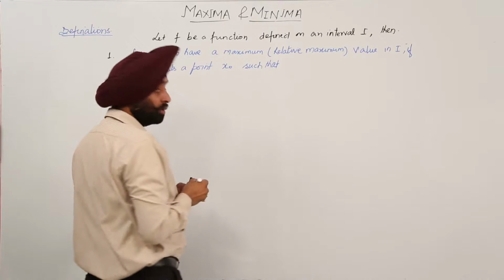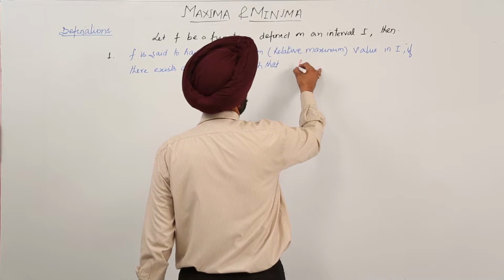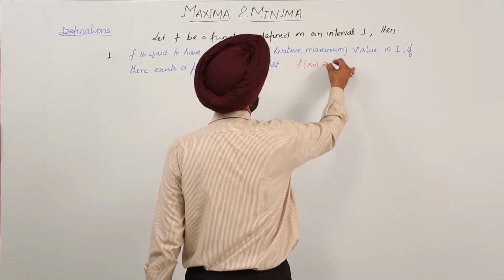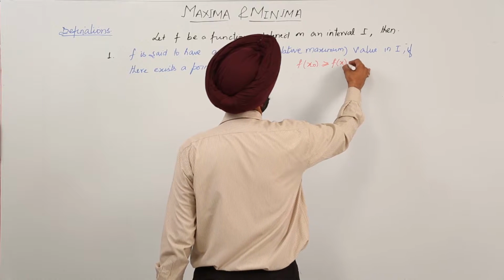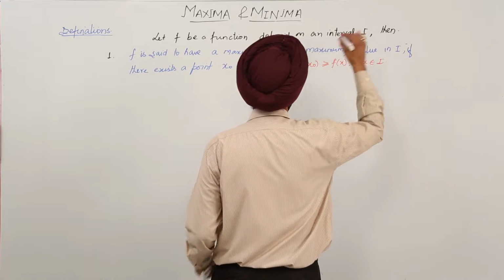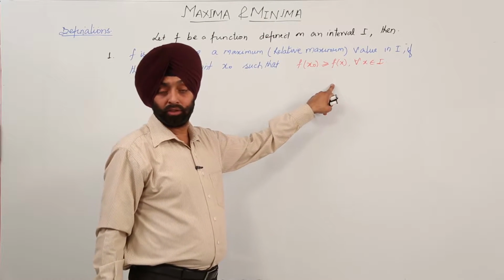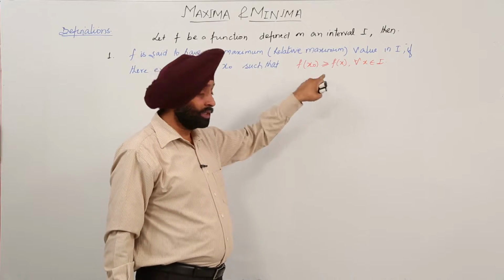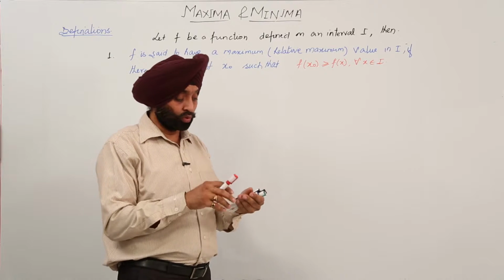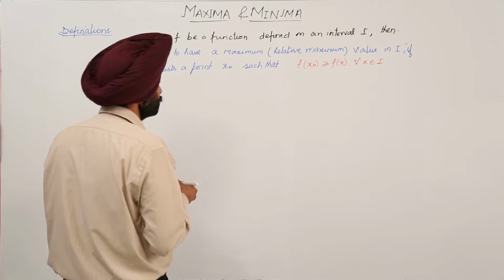Now what is the condition for the point? Such that f(x0) is greater than or equal to f(x) for all x belongs to I. This is the condition, such that f(x0) is greater than or equal to f(x). Okay, so this we are going to draw with the help of a graph and an equation part. Now what do we get from this?